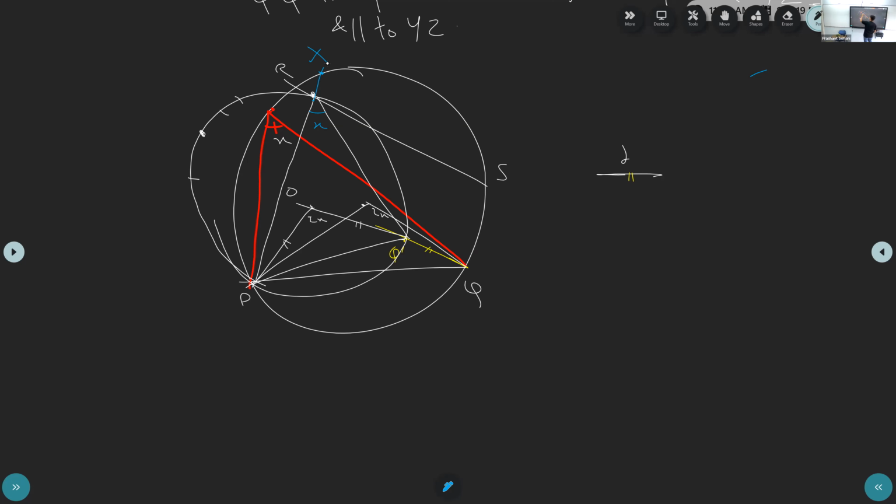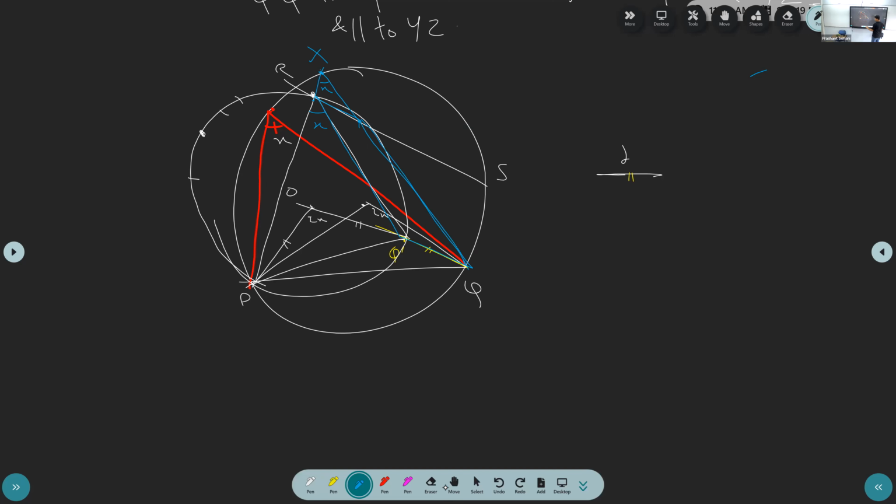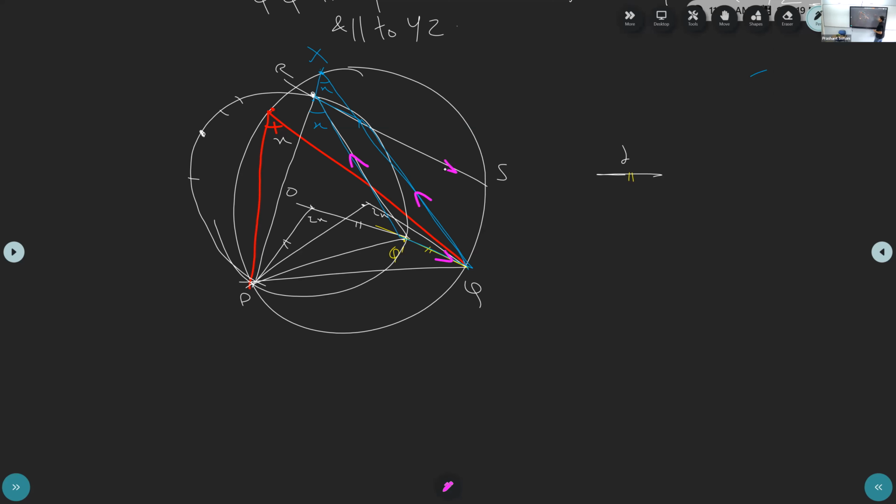Why? Because what will happen now? If I join this point to Q, then this is going to form a parallelogram. Because this is X, this is also X. So I have two sets of parallel lines. This is one set of parallel lines, and this is another set of parallel lines. So this is going to form a parallelogram. And therefore, this segment Q'Q, which was equal to D, will also be equal and parallel to this segment. And so therefore, the length of this segment is also going to be the same.